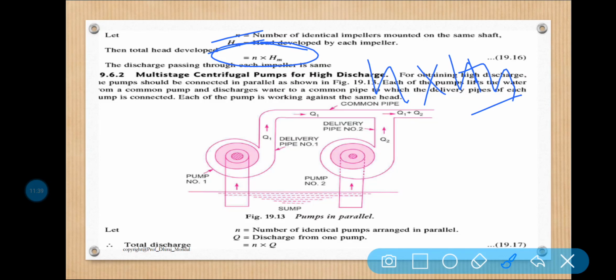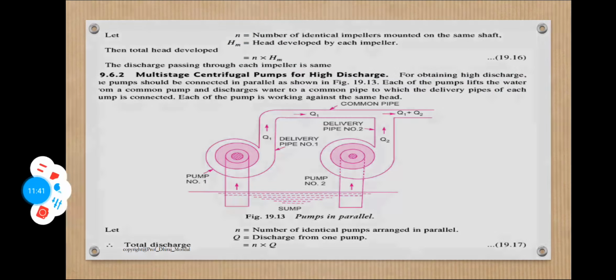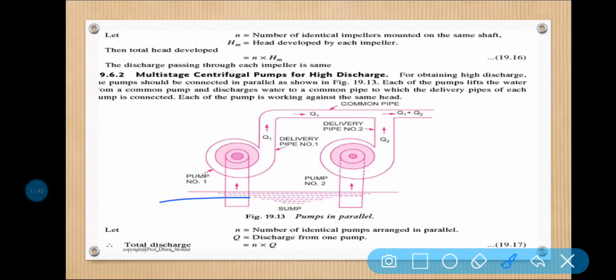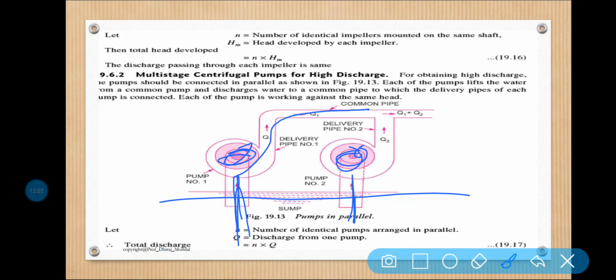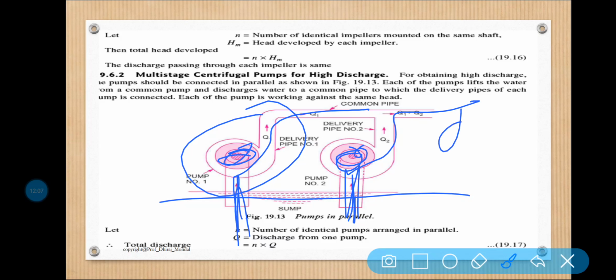Clear? Now in case of multi-stage centrifugal pump for high discharge, you can see each pump is installed on a single shaft. Okay, so water is coming and q1 amount of discharge is given by this pump, then q2 amount of discharge is given by this pump. So as a whole we are getting q is equal to q1 plus q2.